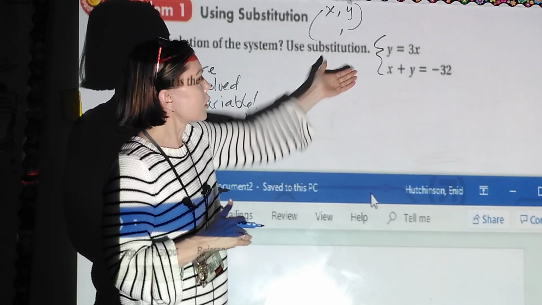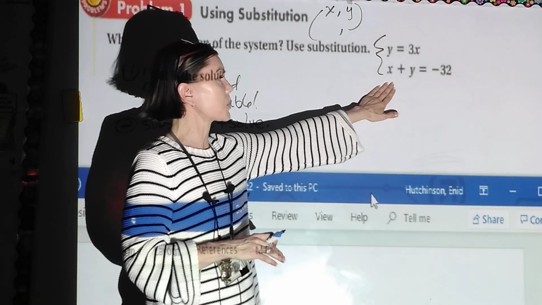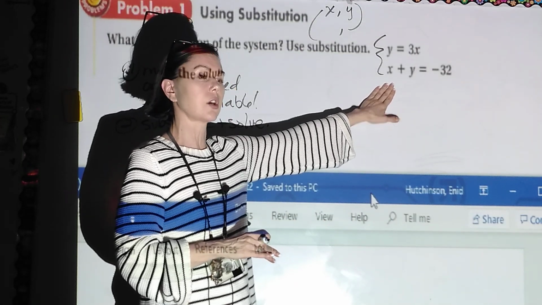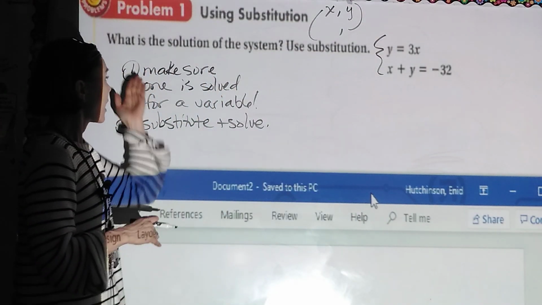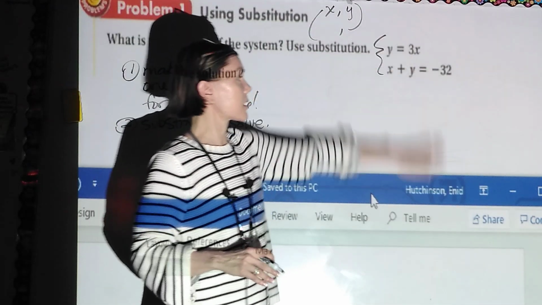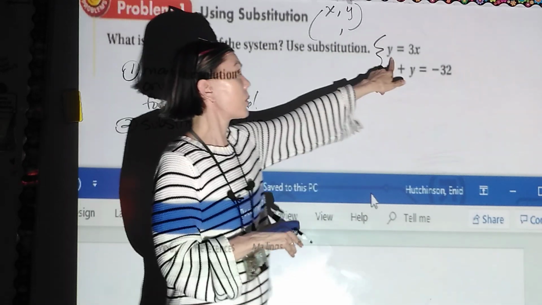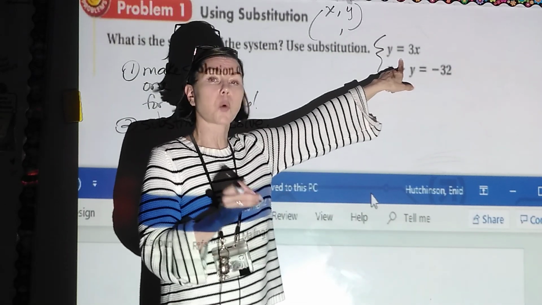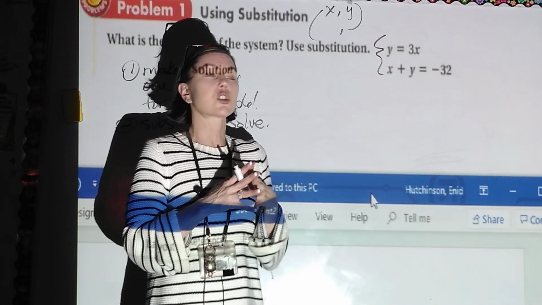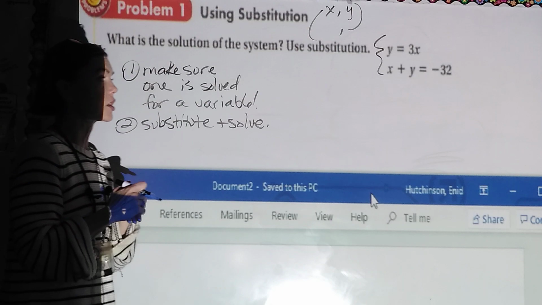All right, so let's take a look at what we have here. We have y equals 3x, and we have x plus y equals negative 32. Well, step one was make sure one of these equations is solved for a variable. Is one of these equations solved for a variable? Yes. The top equation is solved for y. That makes our job so much easier. So what we're going to do is substitute and solve.